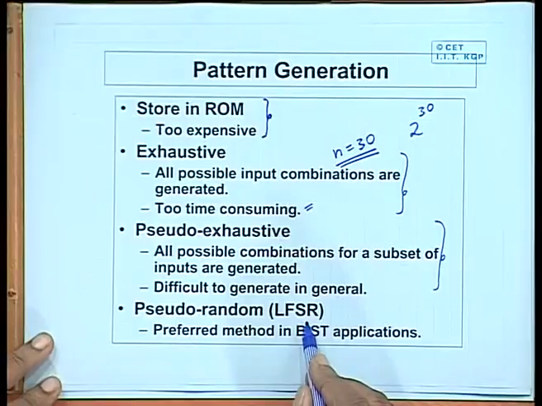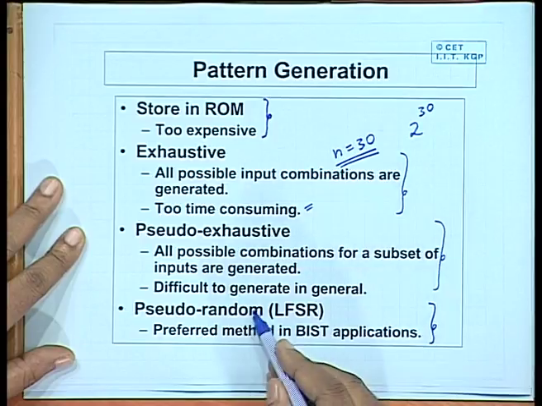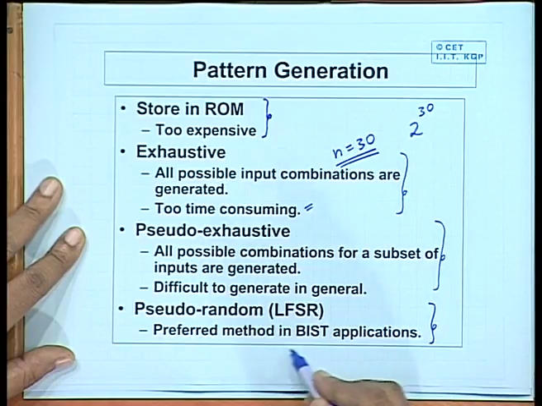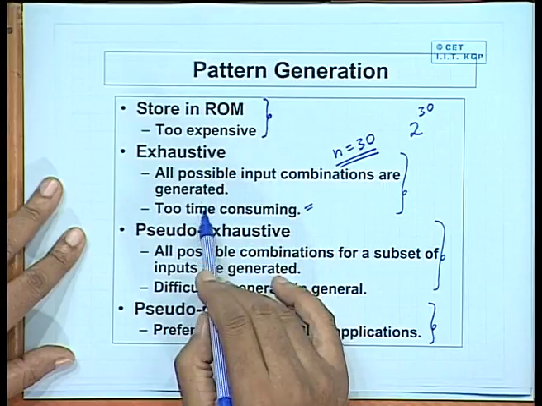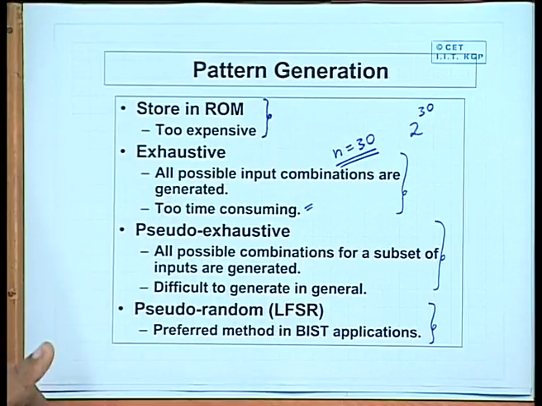And lastly, we have pseudo random patterns. Pseudo random patterns, in fact, this is most widely used because it is the most easily generated one and economical. Well, exhaustive can also be easily generated, but it is time consuming. But pseudo random pattern, we will see that it is easy to generate and it is also quite practical. Okay. So, now let us look at how we can generate pseudo random patterns using a linear feedback shift register.